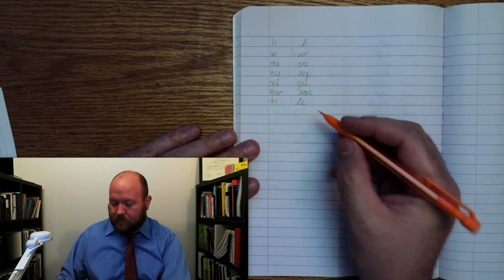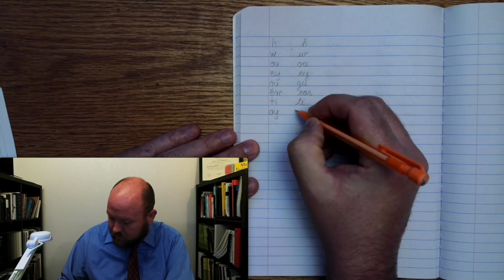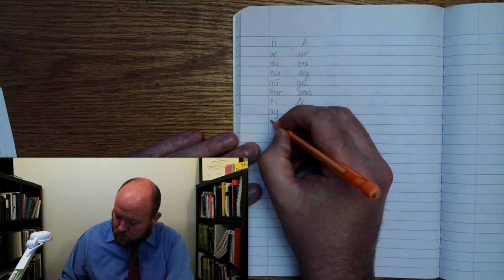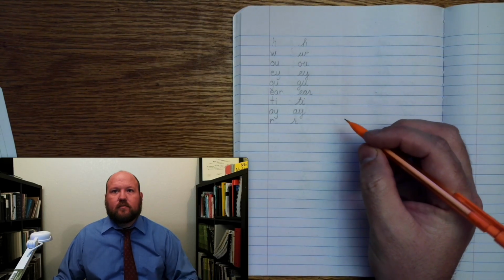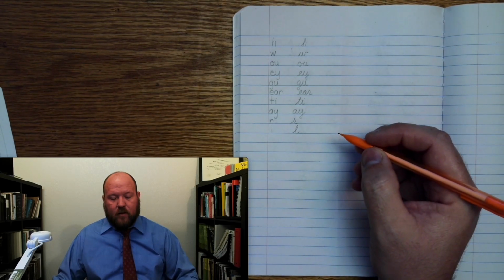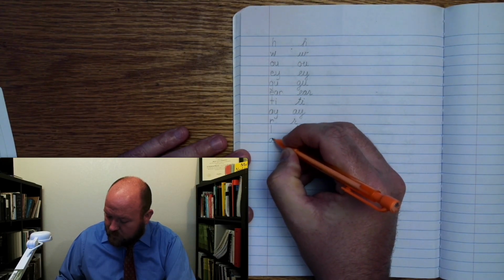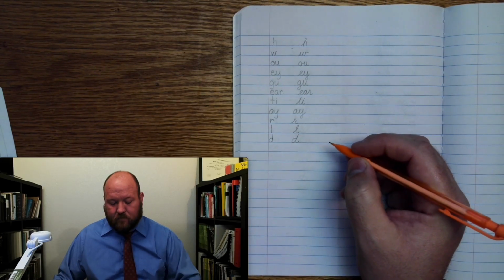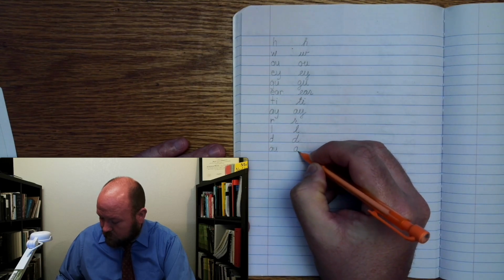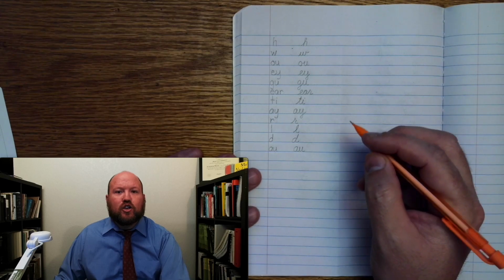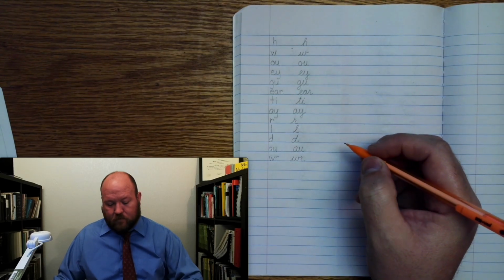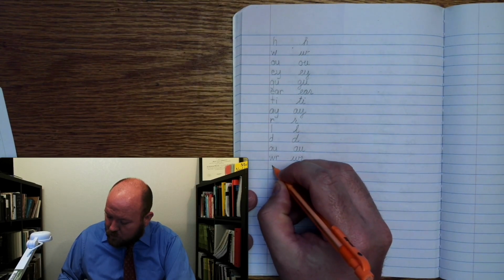Next one, a. Next one. Next one, all. Next one, duh. Next one, ah, not used. Next one, two letters. Next one, sh.